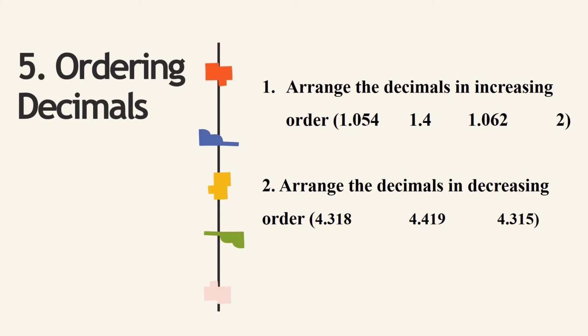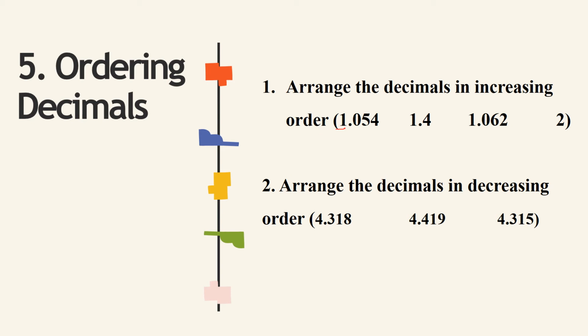The last part of our review is about ordering decimals. We're going to learn how to arrange decimals in increasing order and also in decreasing order. What does increasing order mean? Increasing order refers to ordering from the smallest to the greatest, and decreasing order refers to ordering from the greatest to the smallest.